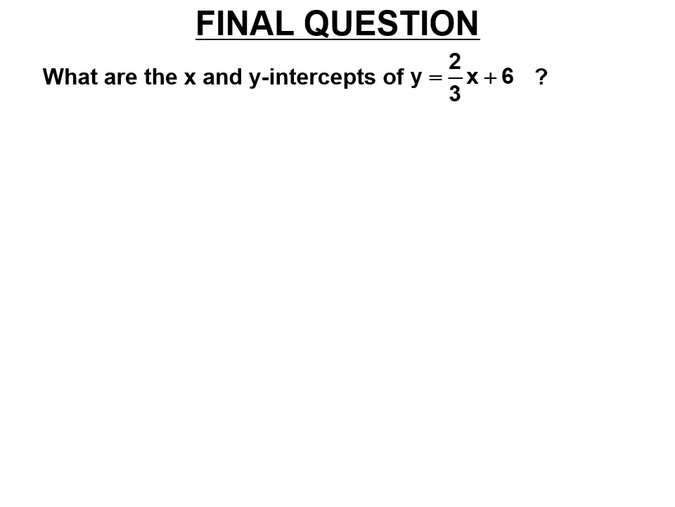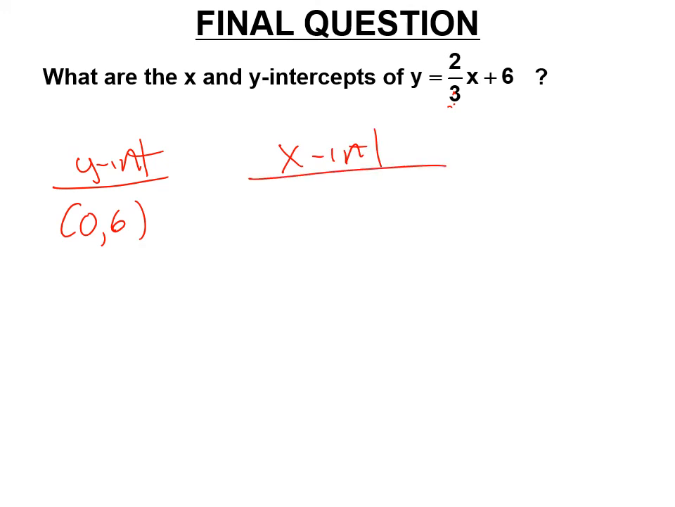Find the x and y intercepts. It doesn't say convert it to standard form. So the y-intercept is already there, 0, 6. So I don't have to do any work. The x-intercept is make y equal to 0. For every x-intercept, the y-coordinate is 0. And I solve this.